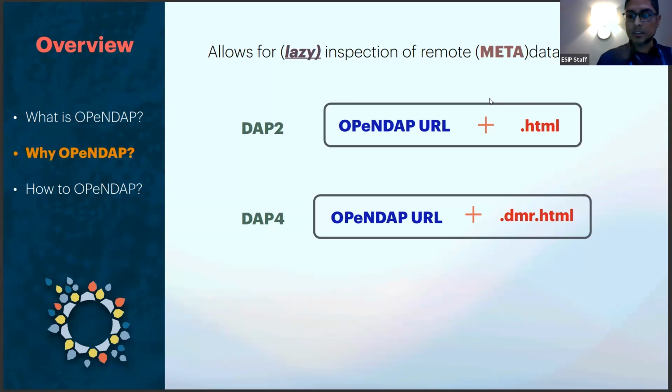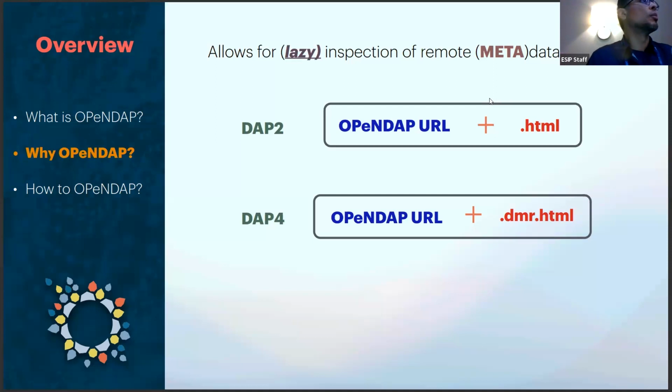OPeNDAP as a tool. Over the years, there have been essentially two implementations. I'm not sure people are well familiar with the different types of OPeNDAP implementations. We have DAP2, which was the original implementation that came out. And now we have DAP4. Not all servers implement DAP4. My understanding is that DAP4 implements the netCDF4 format and, broadly, the HDF5 characteristics.